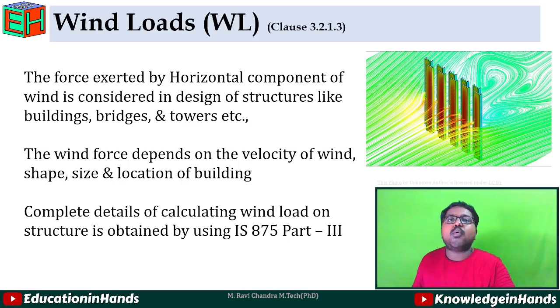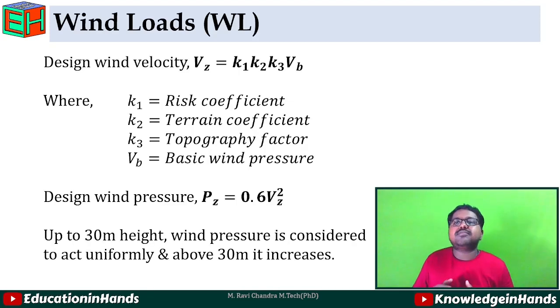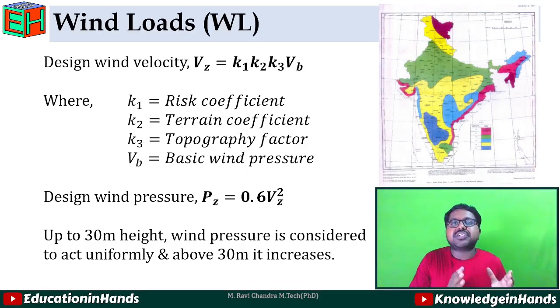Briefly, to calculate wind load, first we calculate the design wind velocity, Vz equal to K1, K2, K3 into Vb, where K1, K2, K3 are coefficients given in IS 875 part 3. K1 is called the risk coefficient, K2 is the terrain coefficient and K3 is the topography factor. All these three we can get from IS 875 part 3 itself. The next one is Vb, the basic wind speed. Different locations in India have different wind values, so from IS 875 part 3 we can take the basic value for different locations using the map available in the code.